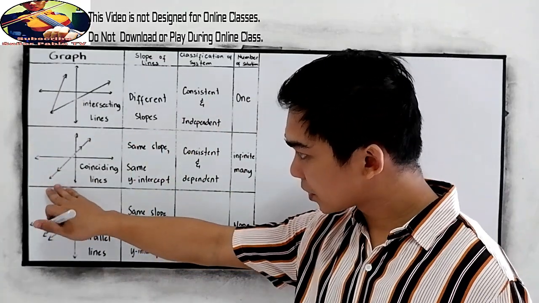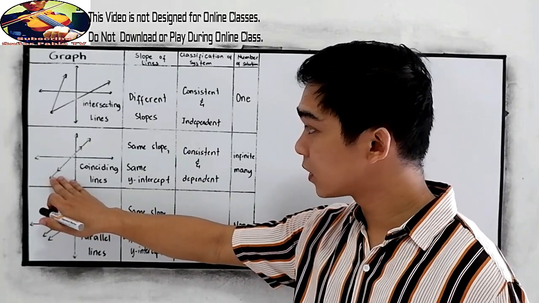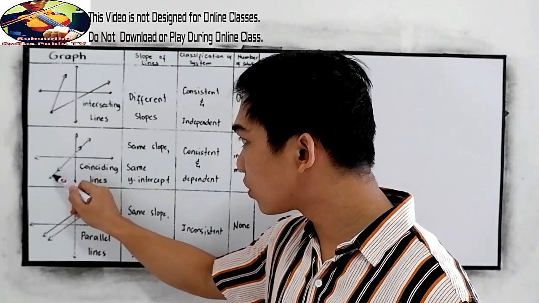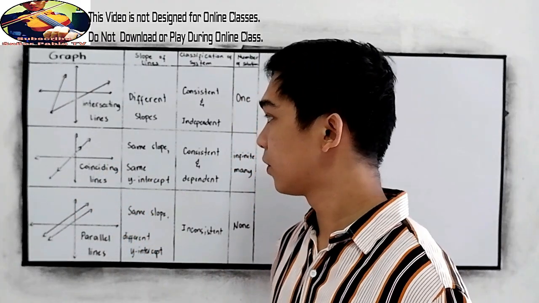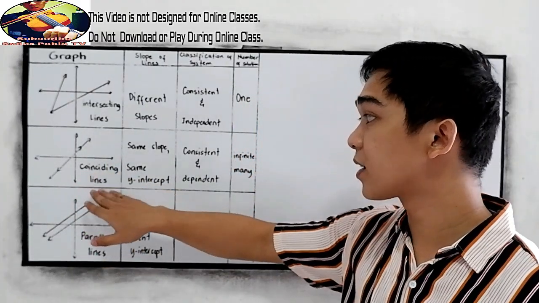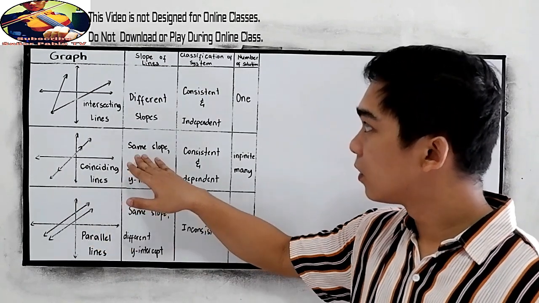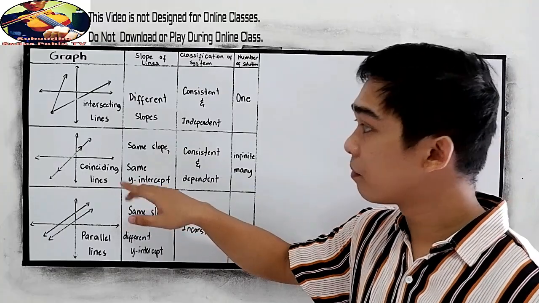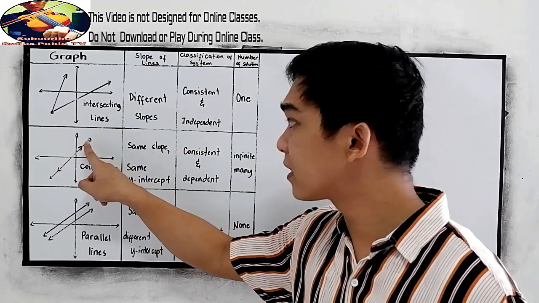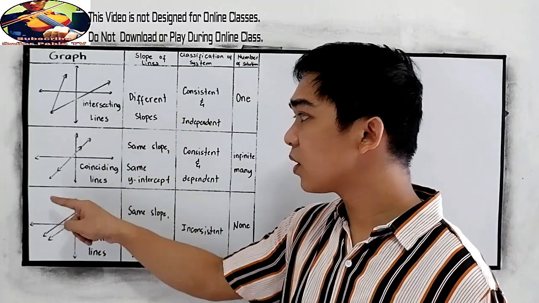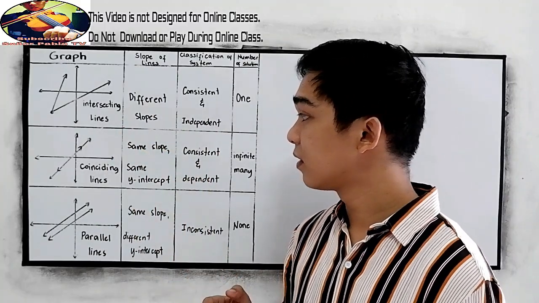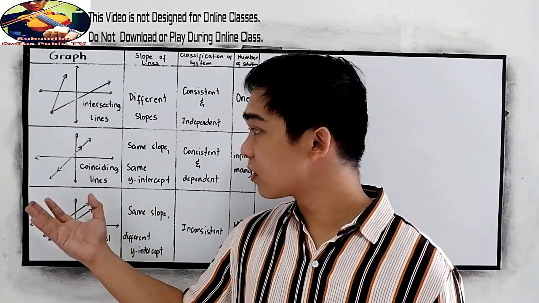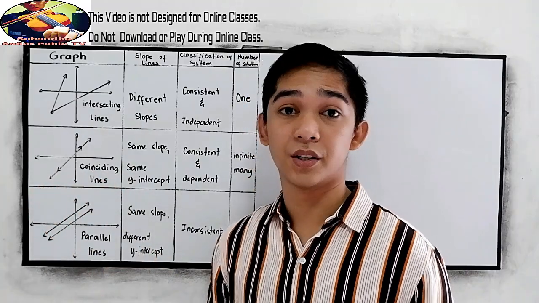And if you're going to encounter a graph like this one, notice that the two lines coincide with each other. That's what we call coinciding lines. They have the same slope, and they do not just intersect at one point, because if you notice, there is only one line, since these lines coincide with each other.